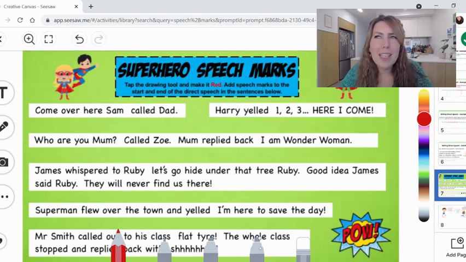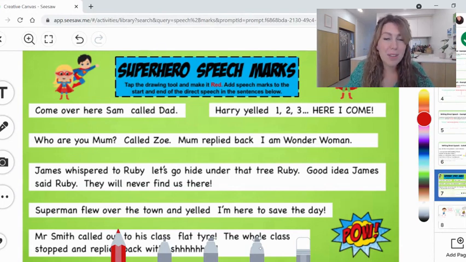A good way to do it is to read it back. Anything that you've put inside the speech marks, read it in the character's voice. If you find yourself saying, "Come over here, Sam called Dad," with the whole thing inside the speech marks, and you do it in the voice, you'll hear out loud that it's not quite right.